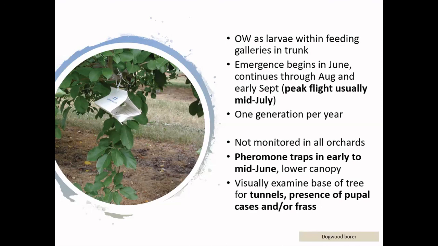Those orchards that do have a history of dogwood borer can monitor using pheromone traps, and these need to be installed early to mid-June in order to get that adult flight activity. Otherwise, just visually examine the tree for signs of tunnels, for presence of pupal cases, or any sort of frass that may be around the area.